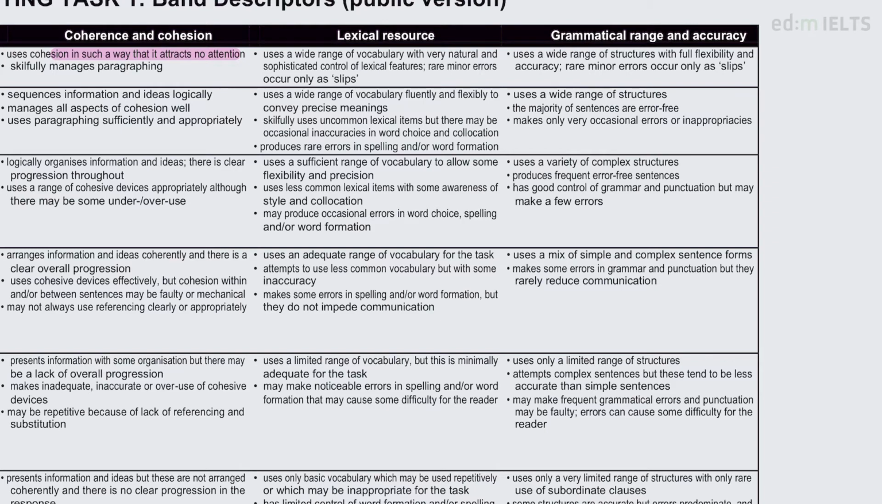Lexical resource and grammar. Again, 8, not 9, so to get a 9, you're allowed rare minor errors occurring only as slips. I can genuinely say I wouldn't have rare minor errors as slips. I do when I'm speaking, but writing, because I can check it. Writing is the thing I've always been best at. There would be nothing. But for most people, for mere mortals, mere humans, there might be occasional slips.